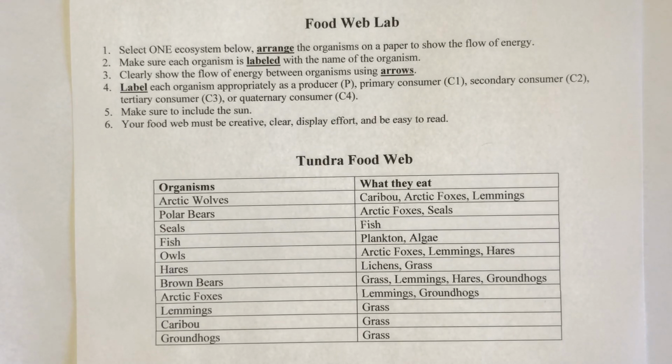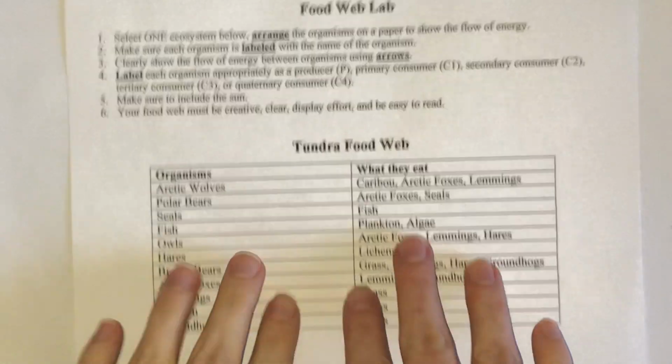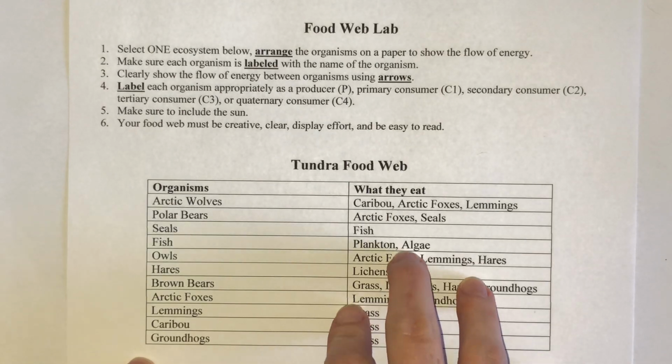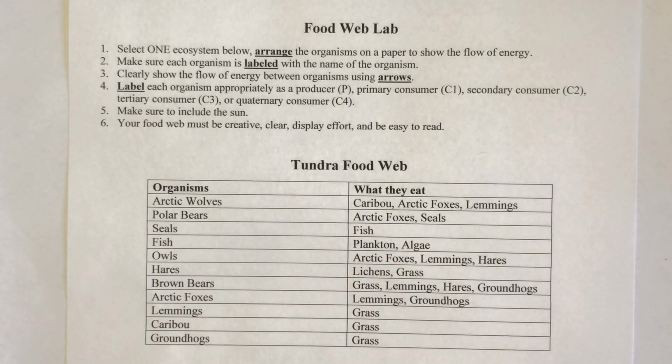First, you're going to select one ecosystem listed. So here I have the tundra food web. This is something that you guys do not have the option of. You have some other options. So today I'm going to be using this tundra food web to complete my food web.